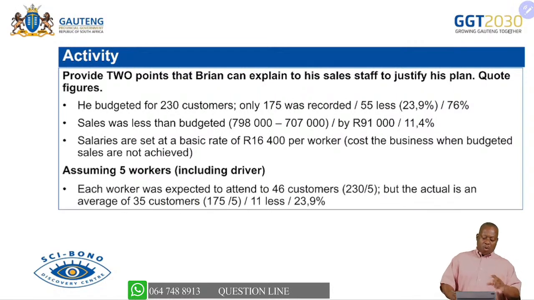But also, we can even say each worker is expected to attend about 46 customers. You still remember how we got 46, right? 230 divided by 5, that's roughly 46. But the actual average they are attending is 35, because we are having that less.